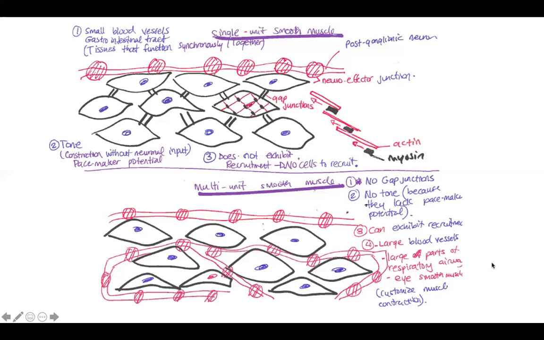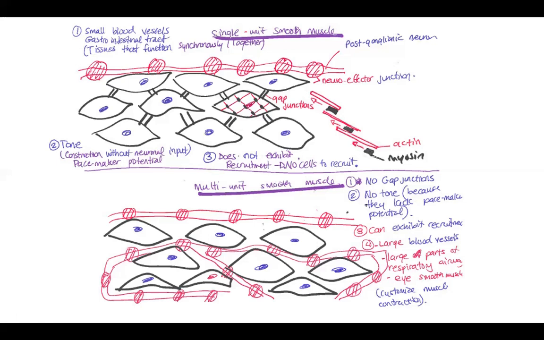Contrasting that to multi-unit smooth muscle. So no gap junctions, no tone. We do see recruitment, larger blood vessels, larger parts of the airway and the respiratory tract, as well as parts of the eye and the iris, the ciliary body and the iris.